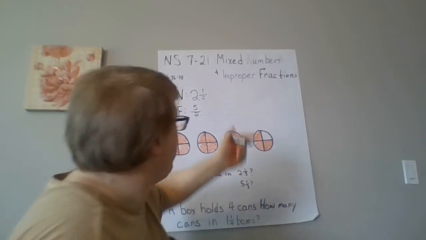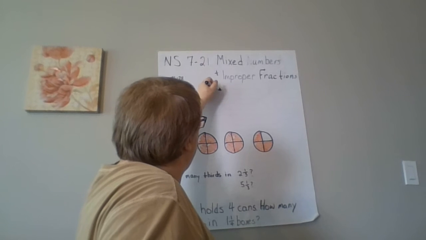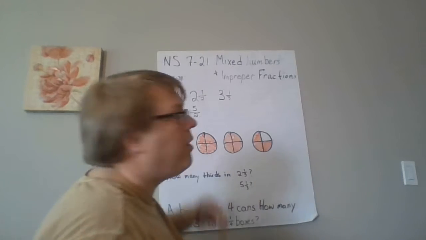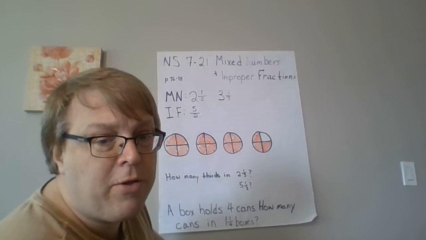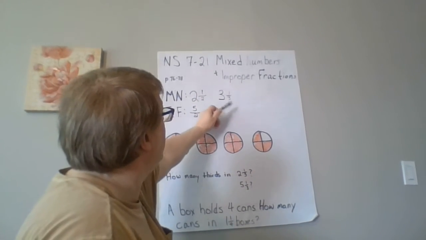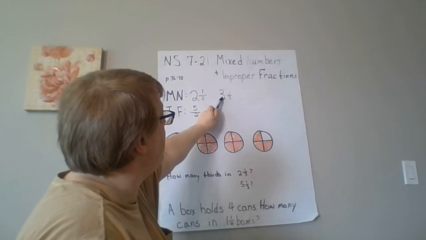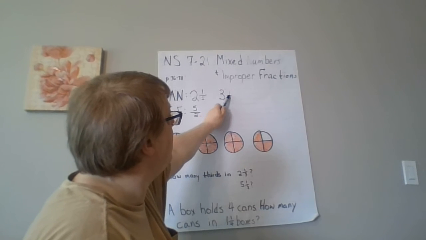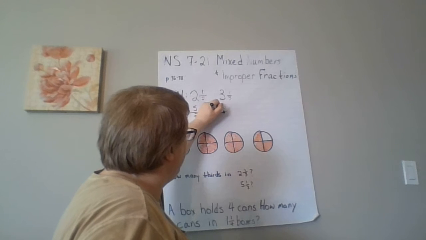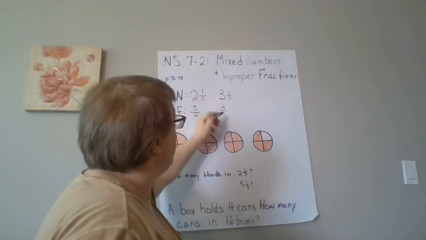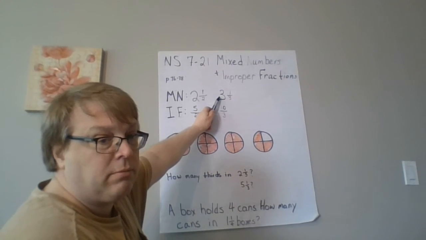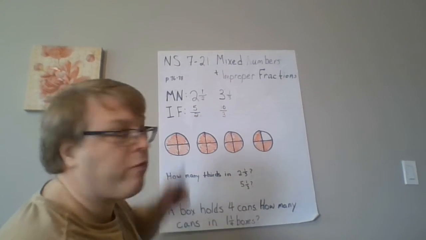Well, let's take another number. Let's take 3 and a third. We're going to look at a couple of ways to do this. We're going to look at the arithmetic way first. So if we wanted to do this, we would go 3 times 3, which is 9, plus 1, which is 10. 10 over 3. See, these are exactly the same. Notice 3 times 3, 9, plus 1 is 10 over 3.